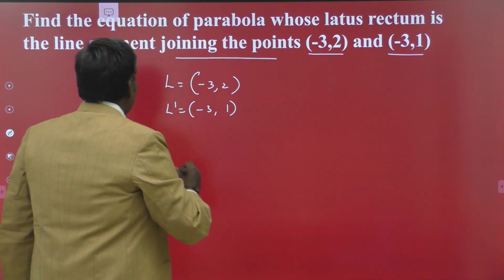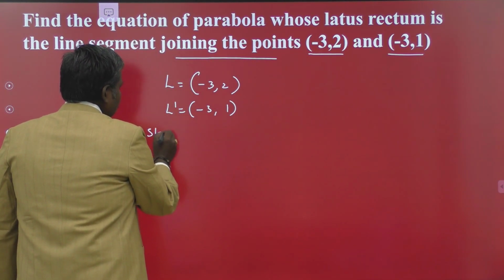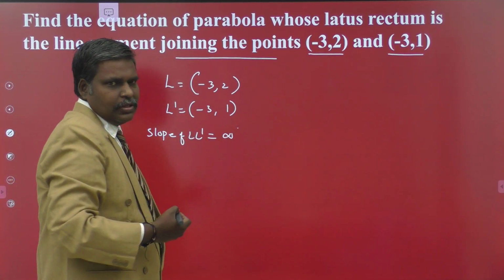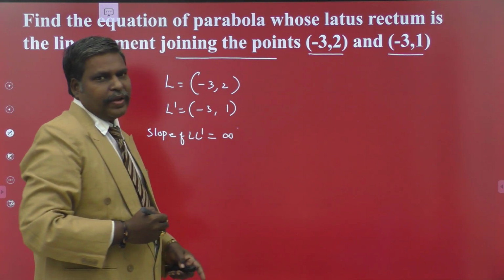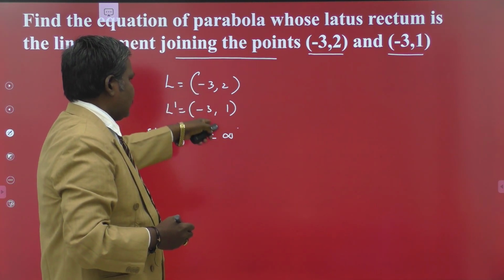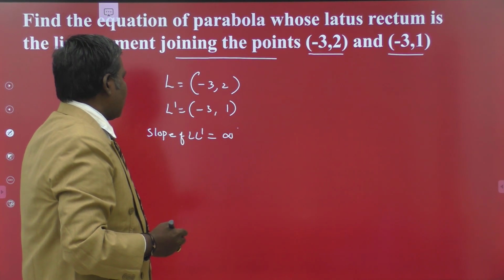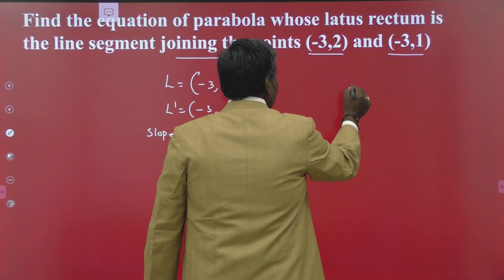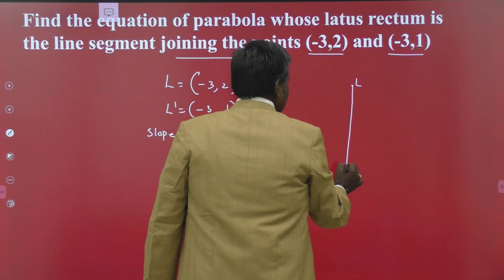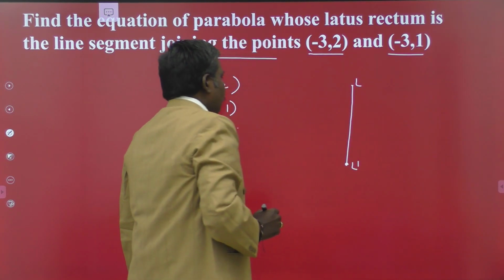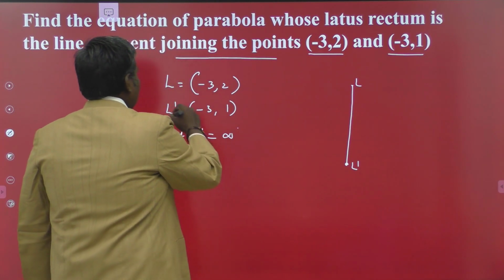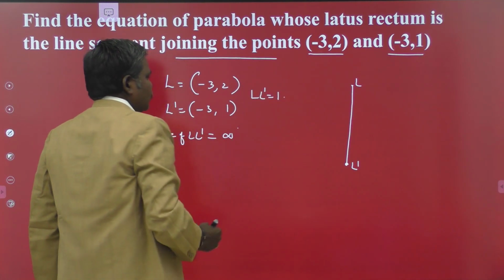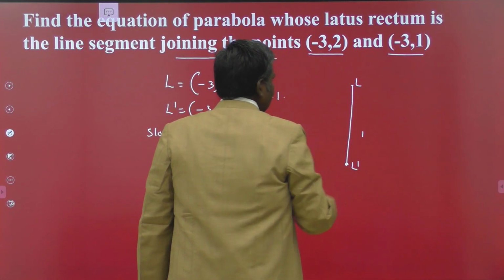So what is the slope of the latus rectum now? Slope of LL dash is nothing but infinity. It means it is parallel to y-axis because there is no change in the x coordinate here. So LL dash is parallel to y-axis. Suppose the latus rectum is in this manner. This is L and this is L dash. So what is the distance from L to L dash? LL dash is equal to what now? 1 unit. So the distance from here to here is 1 unit.